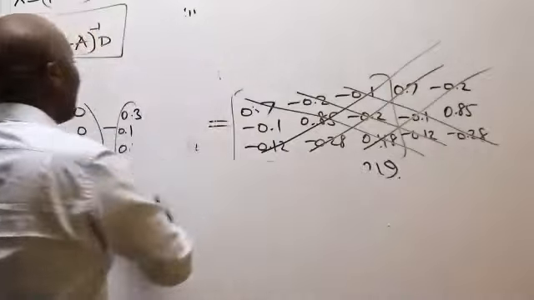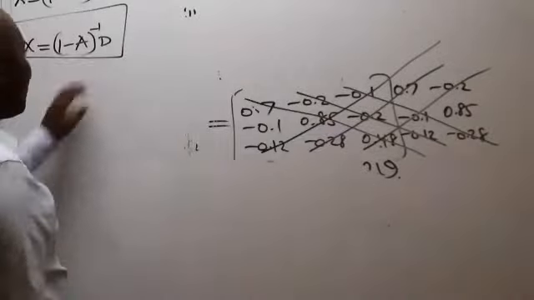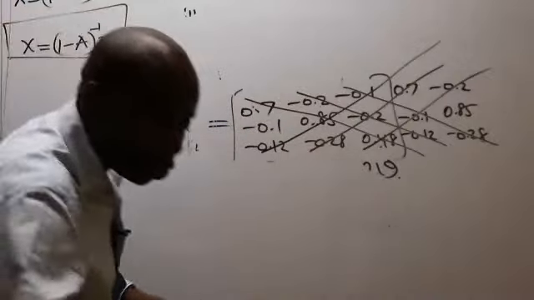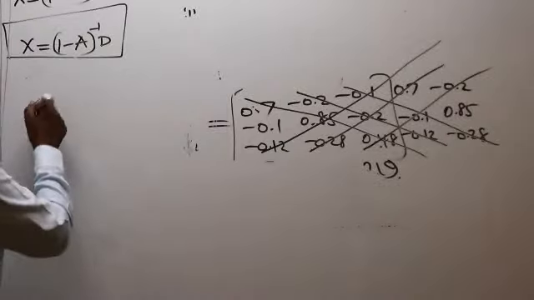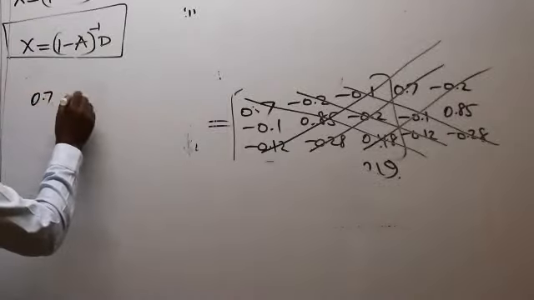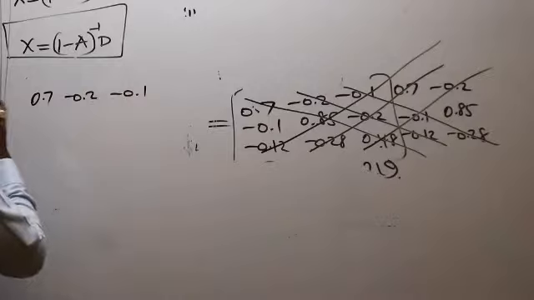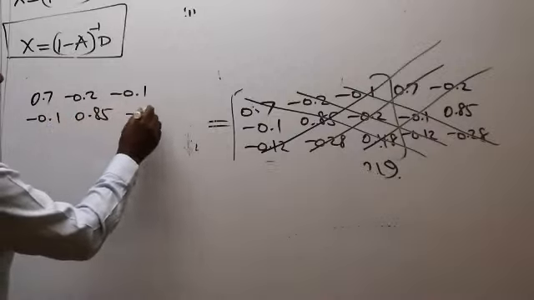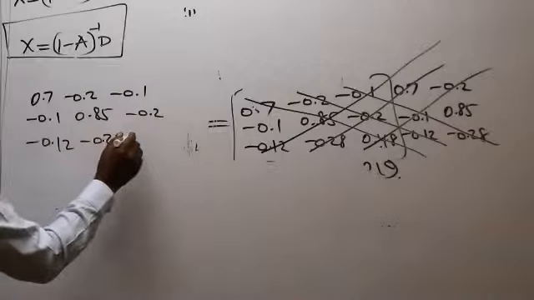Ladies and gentlemen, remember, which matrix do you want to inverse? We want to inverse I minus A. This matrix is the one we want to inverse. So to inverse it, I've been able to get its determinant. Now I want to get the minor elements. So what am I going to do to get the minor elements? To get the minor elements: minus 0.1, 0.85, minus 0.2, minus 0.12, minus 0.28, 0.